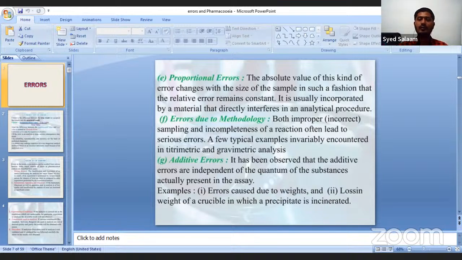Any doubts related to this pharmacopoeia or errors?